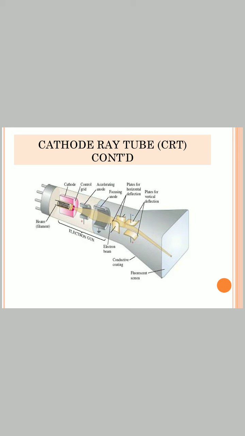Here you can see the pictorial representation of the cathode ray tube. Here the heater is mainly responsible for producing the cathode ray beam. With the help of the control grid and other focusing anode parameters, we can see the focused beam in the vertical and horizontal deflection plates, and after this we can see the image on our fluorescent screen.